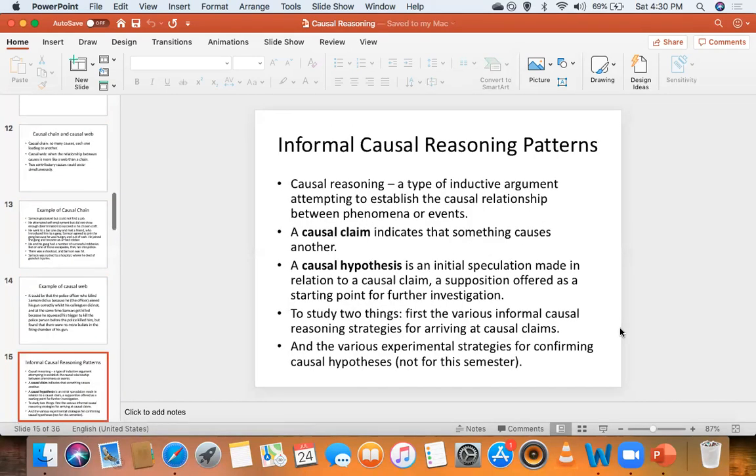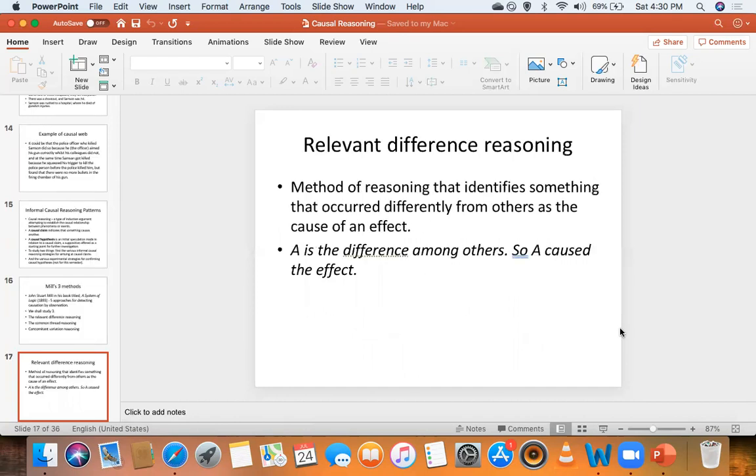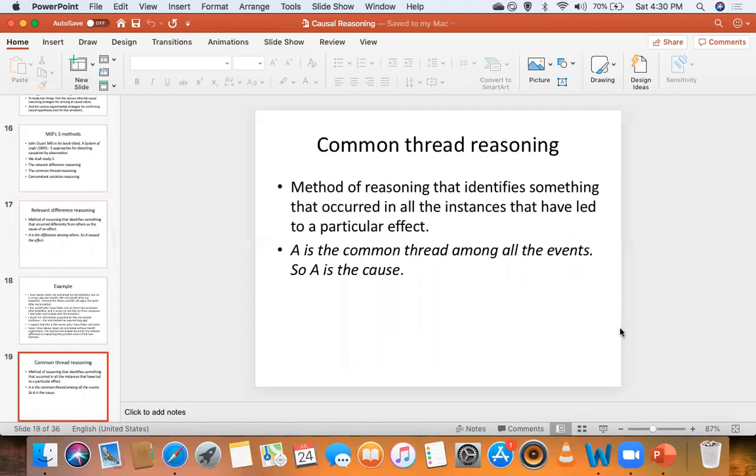And then we went over to discussing three types of informal causal reasoning patterns, which all of us use as normal human beings. We selected them from the five that John Stuart Mill had proposed in his book, A System of Logic. The first one, relevant difference, is a method of identifying a problem by trying to find out what is happening differently in an environment. The second one is to find out a problem by trying to find out what is common to all the cases of that problem.